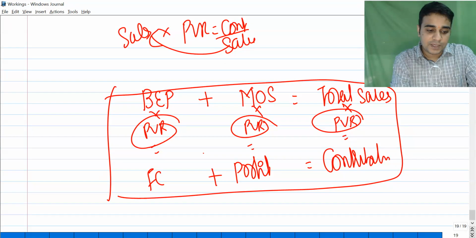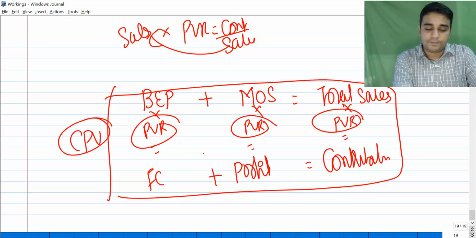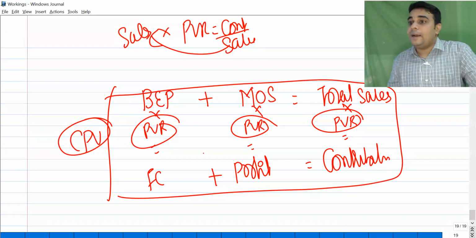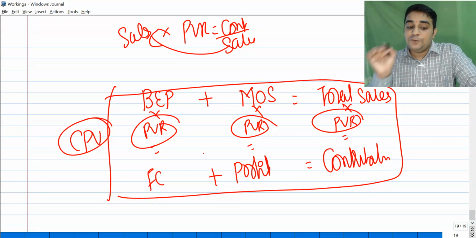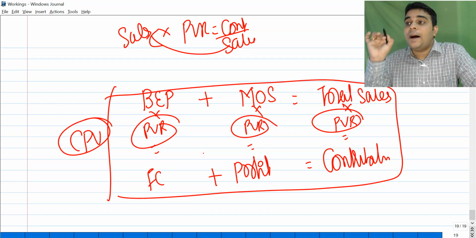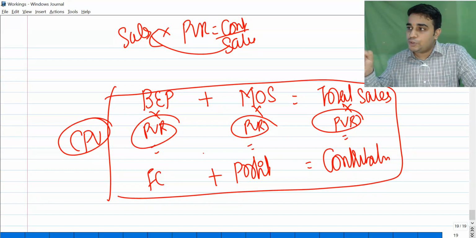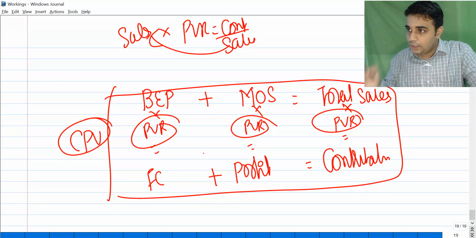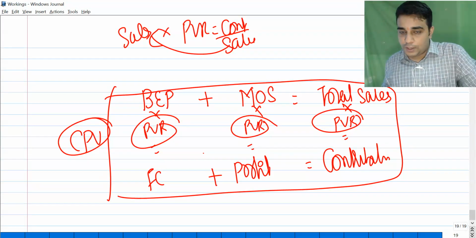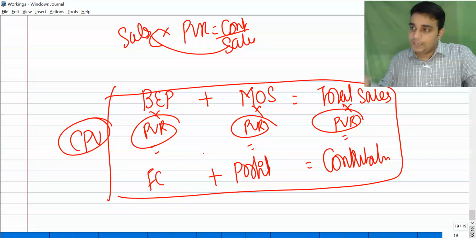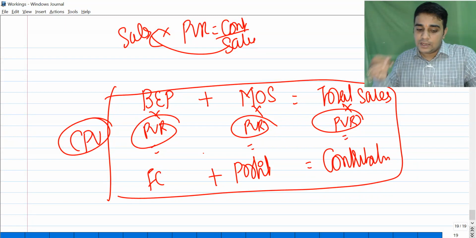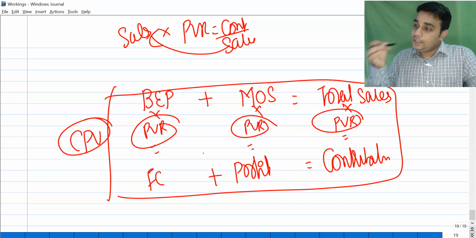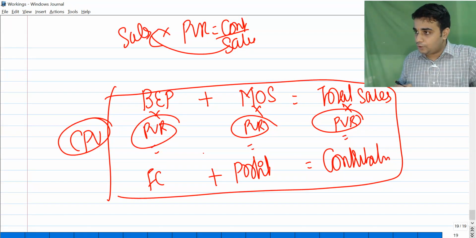The only change here is sometimes you will multiply with contribution per unit instead of multiplying with PVR. When will you multiply with contribution per unit? If you have break even point in units, margin of safety in units, sales in units. Units sold into contribution per unit is total contribution. Margin of safety in units into contribution per unit is profit. Break even point in units into contribution per unit is fixed cost.